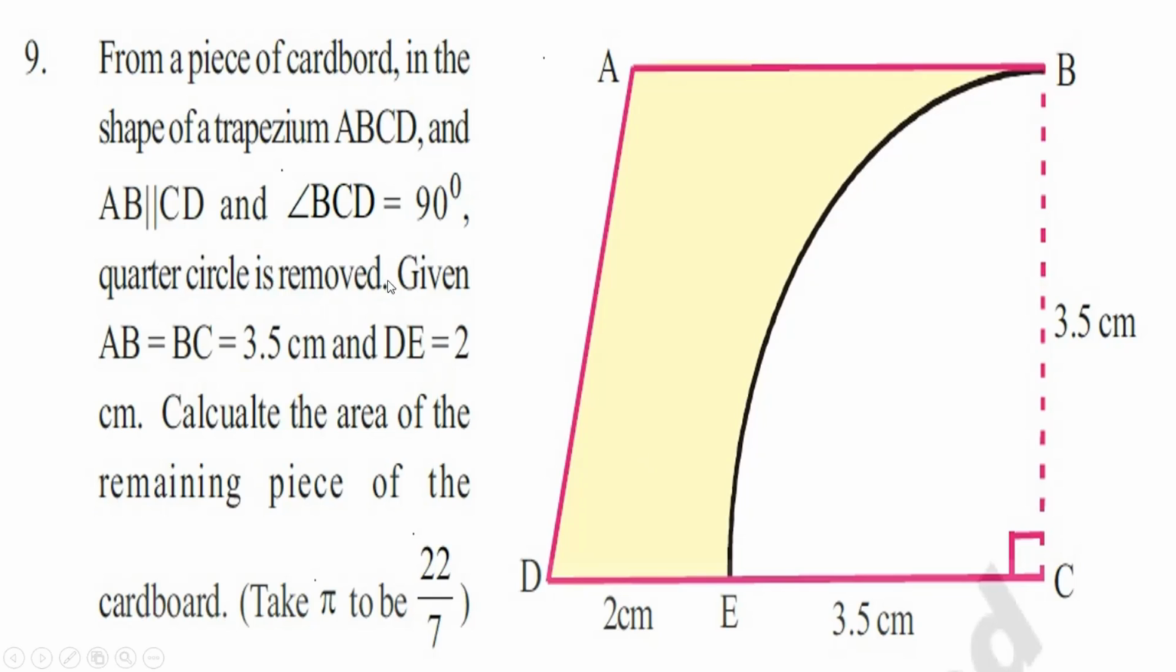Quarter circle is removed. This is quarter circle. Given AB is equal to BC is equal to 3.5 centimeters, and DE length is 2 centimeters. Calculate the area of the remaining piece of the cardboard. After removing quarter circle, there is a shaded region in the trapezium piece of cardboard. So, we have to find the area of this region.